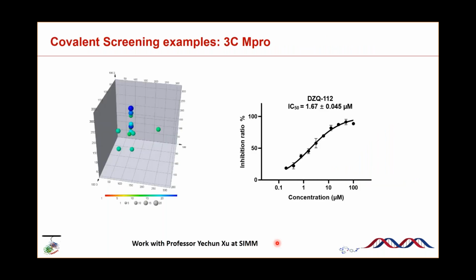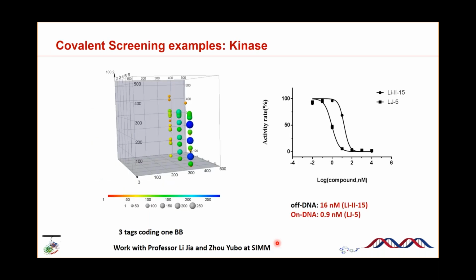We have also developed covalent library selection processes, and we have tested them on 3CL Pro, and we can get a maximum range of hit compounds. We can also try some kinases such as BTK and JAK kinase, and we can also get very nice results.